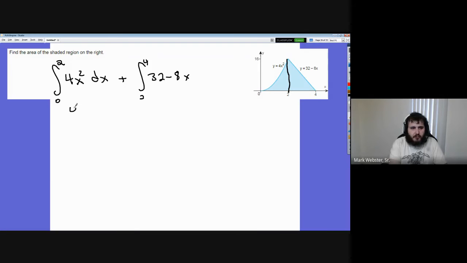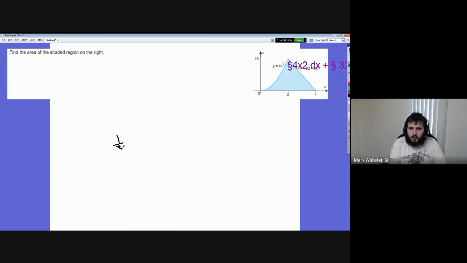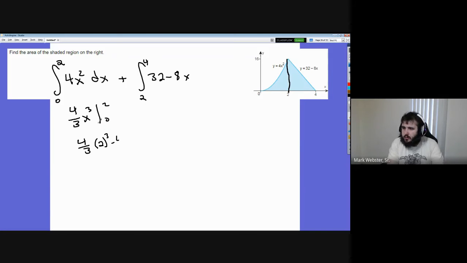You do this 4/3 x cubed from 0 to 2. So this is 4/3. Whoa, what did I do? Sorry, weird things. Maybe my computer is haunted.